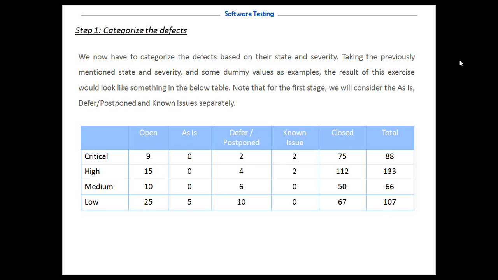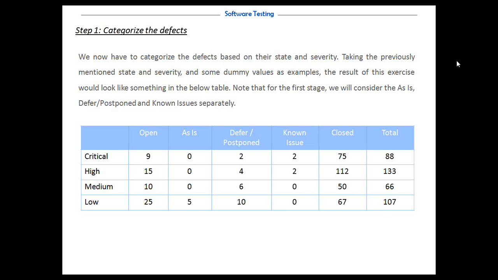Now, I basically take out the dump of our defect database. I take all the open defects and the closed defects, and the ones in between, like your as-is defects, deferred or postponed defects, and known issues. One of the questions that people might have here is, what is an as-is defect?